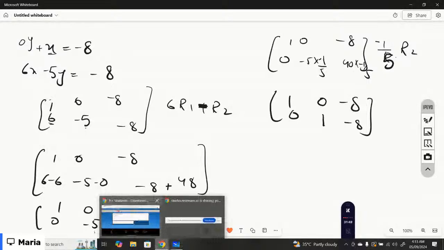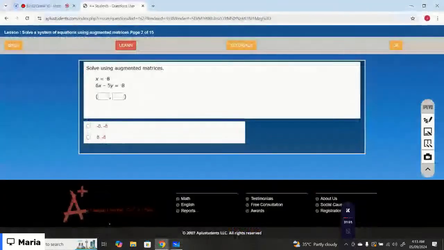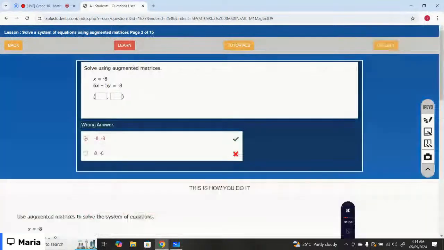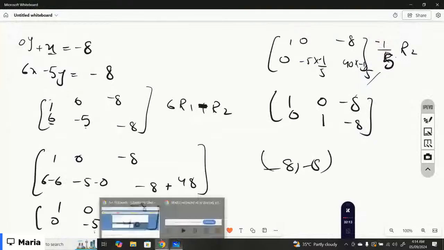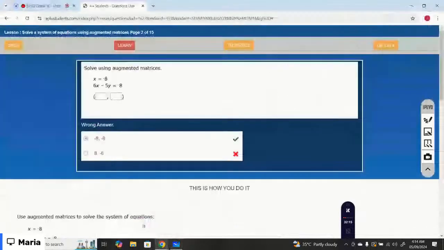So the solution of the system of equations is negative 8 and negative 8. Option number 2 is the correct option, right? Yes, negative 8 and negative 8 is the solution, right? You can see here, negative 8 and negative 8 is the solution. Okay, so you can complete the lesson by yourself later today. Let me just move on to the next lesson.